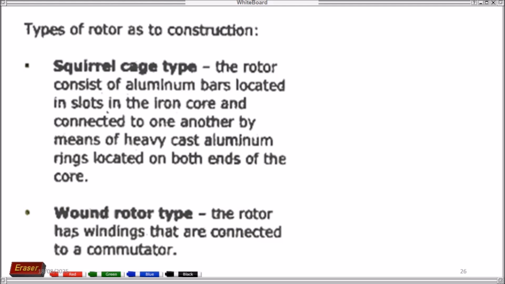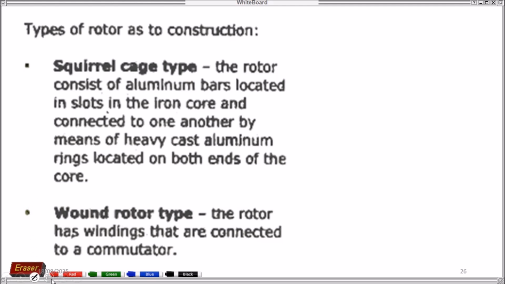So first we'll be having the types of rotor as the construction. So we have two types. Yung pinakauna po is yung squirrel cage type. The motor consists of aluminum bars located in slots in the iron core, unconnected to one another by means of heavy cast aluminum rings located on both ends of the core. So yan po yung squirrel cage, no?